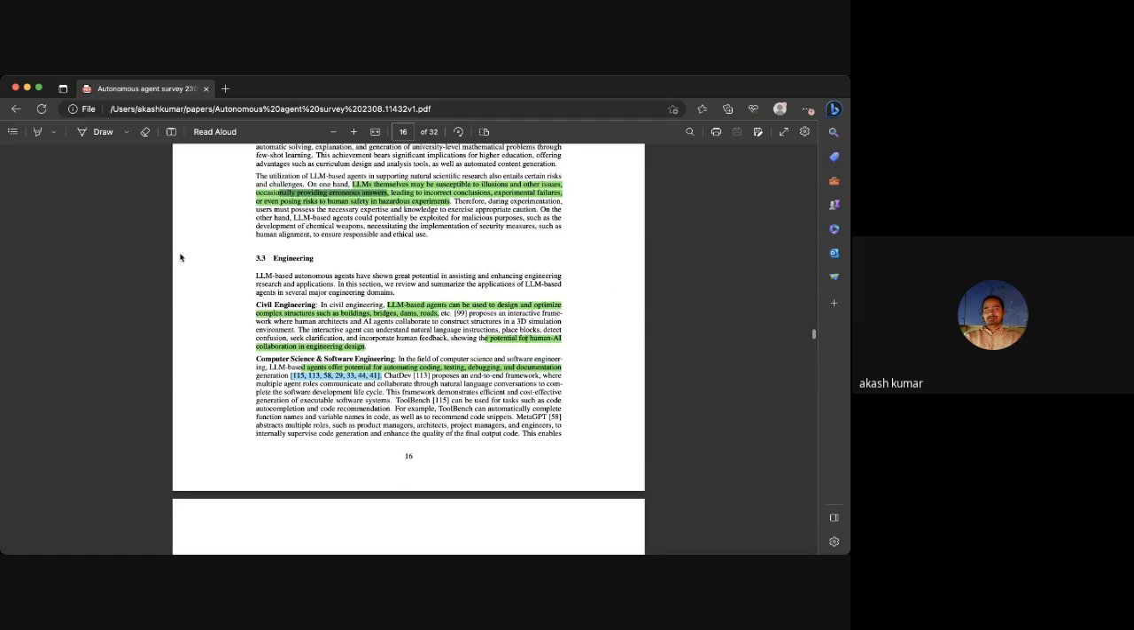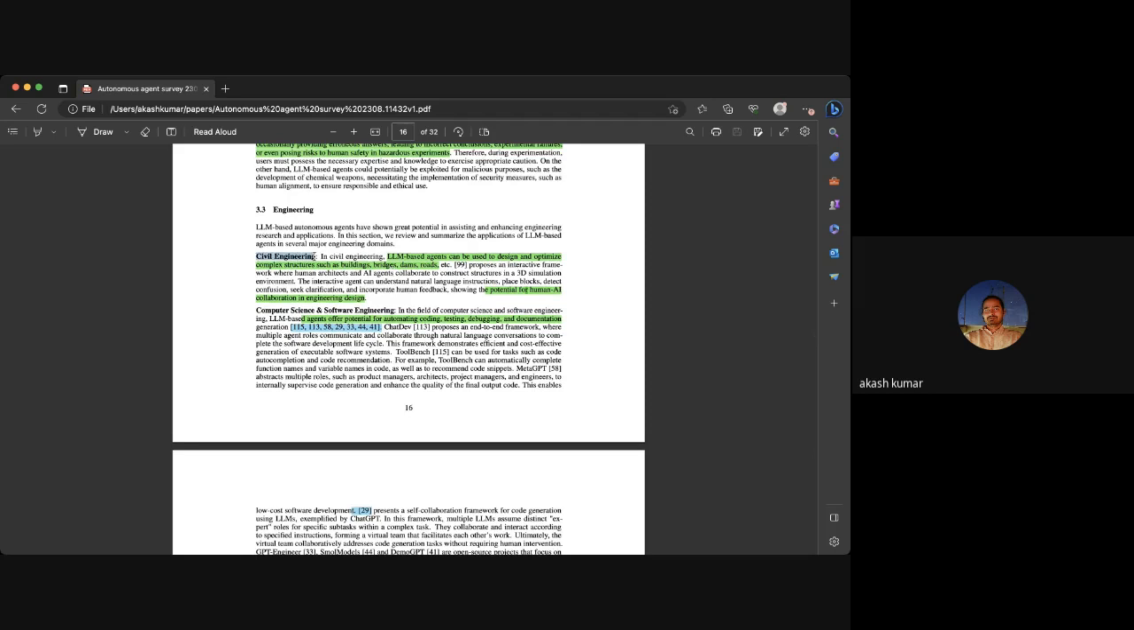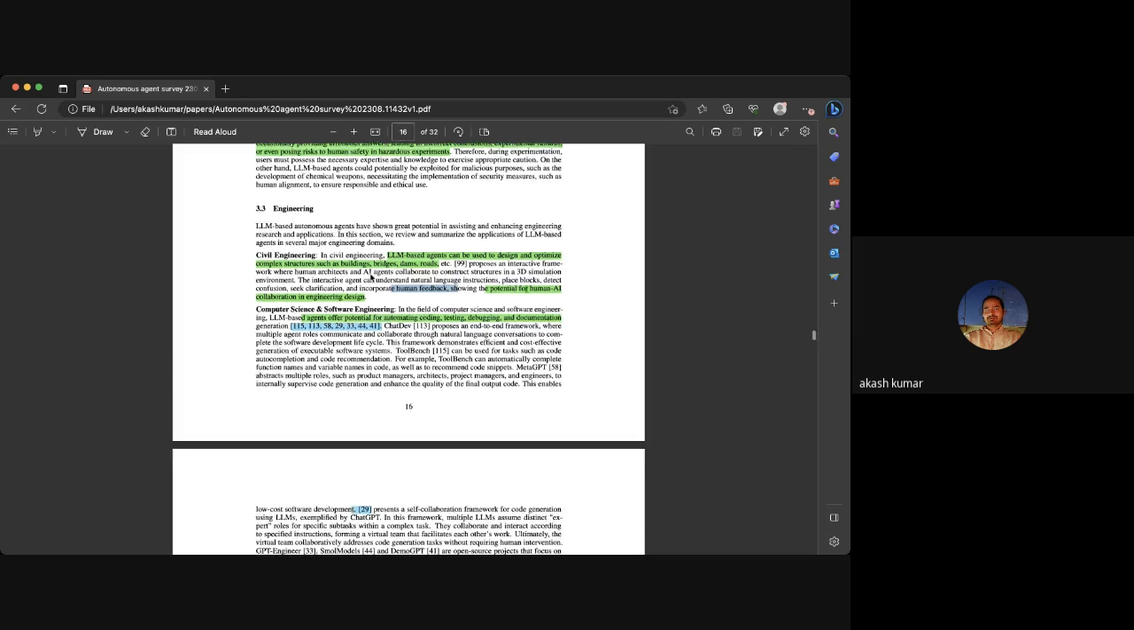Now, how they are being used in the field of engineering. We all have seen in the CS community that libraries like MetaGPT and GPT Engineer are being used in computer science, but other than that, it is also being used in civil engineering. LLM-based agents can be used to design and optimize complex structures such as buildings, bridges, and roads. And the thing is that you can do this in an interactive way. This shows the potential of human-AI collaboration in engineering design. So both human ideas and machine ideas coming together.